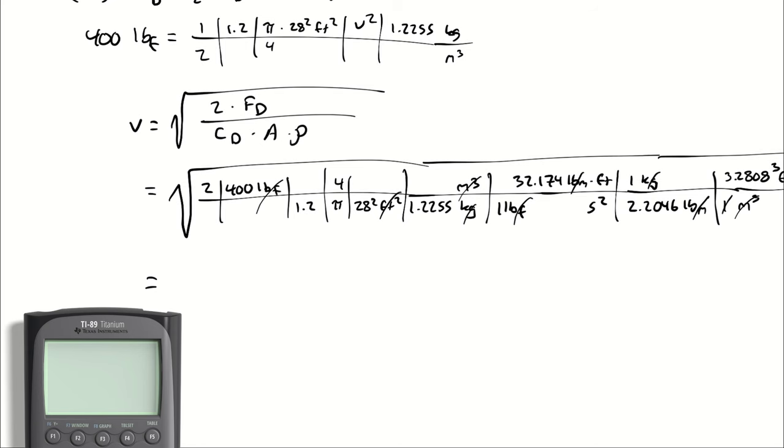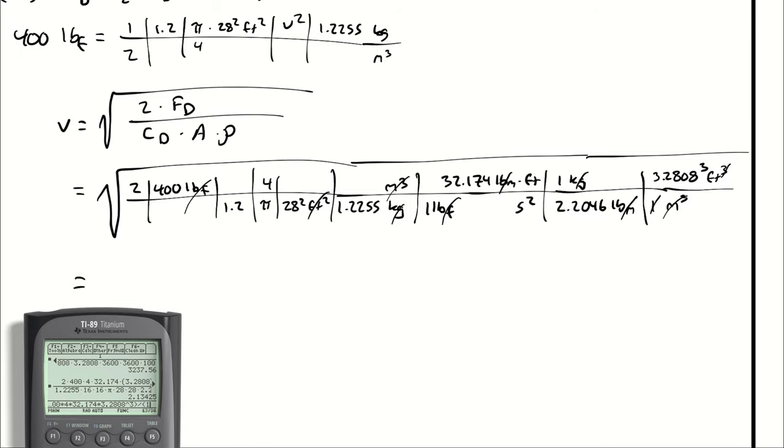So, if I start plugging in numbers, 2 times 400 times 4 times 32.174 times 3.2808 cubed divided by 1.2 times pi times 28 squared times 1.2255 times 2.2046. Close the bottom, close the radical, the power of 1/2. We get a velocity of 21.34 feet per second.